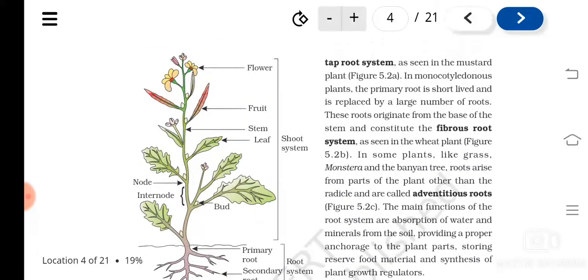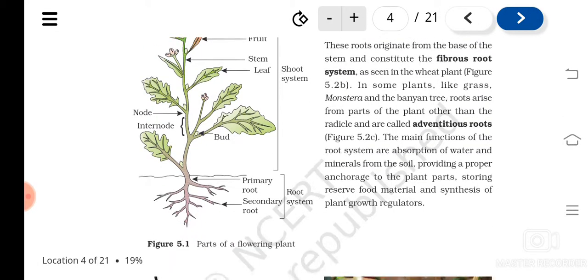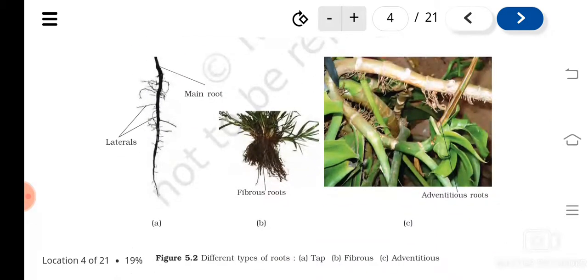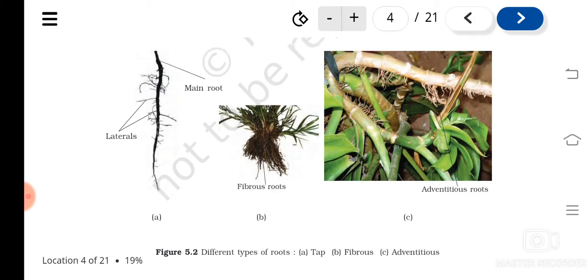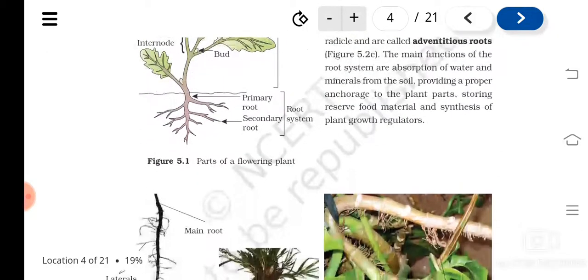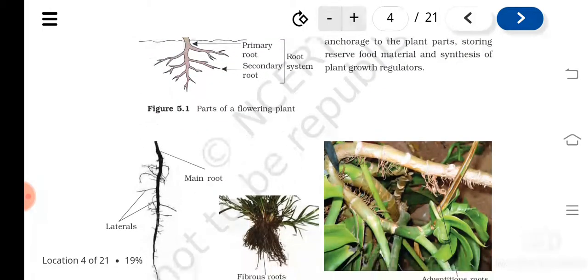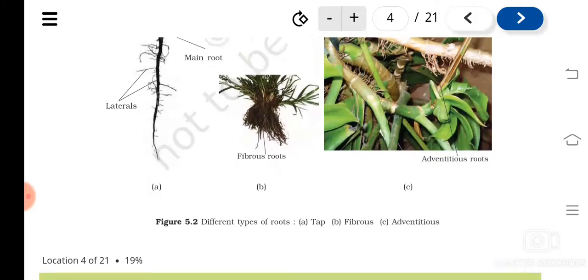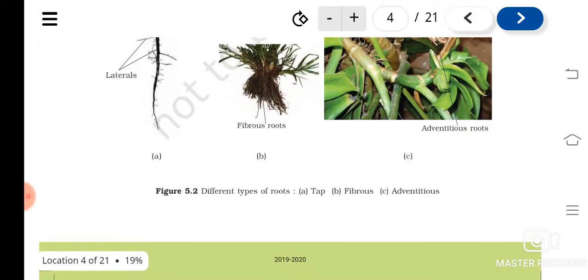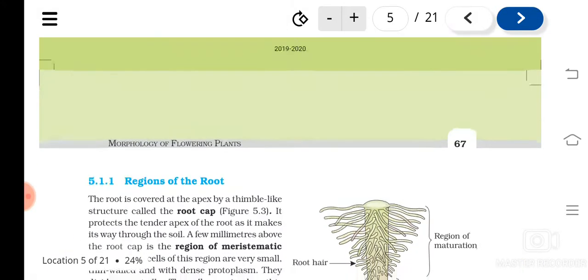where you can see a number of small roots that arise from the base of the plant. So in monocots you can see adventitious roots, meaning roots arising from parts of the plant other than the radicle. Usually the radicle gives rise to roots. So if any roots arise from other than the radicle, that kind of roots are known as adventitious roots. Understood? So it can be from the stem. If roots are arising from the stem, that is actually adventitious roots.